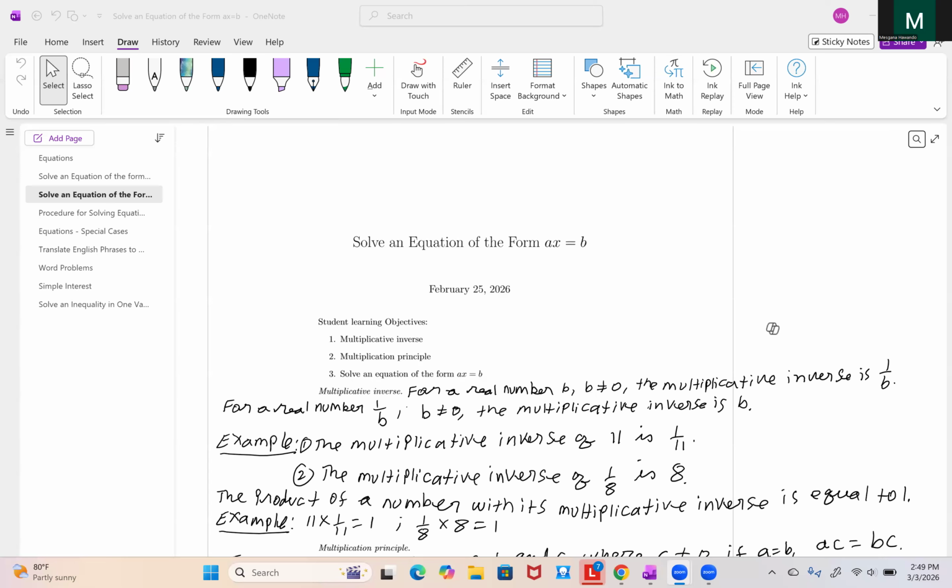Solve an equation of the form ax = b. Student learning objectives: 1. Multiplicative inverse. 2. Multiplication principle. 3. Solve an equation of the form ax = b.